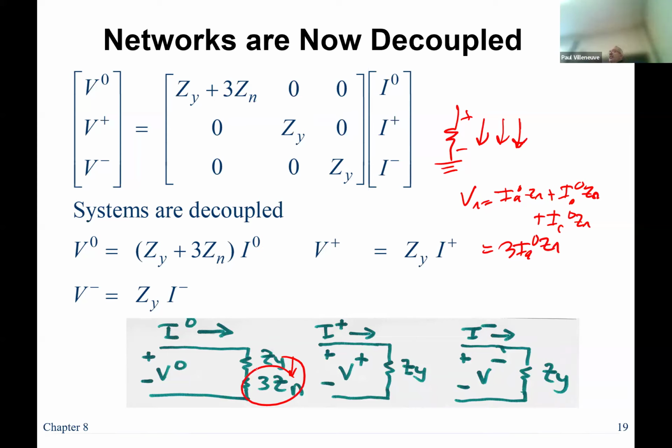I get 3 times the impedance. So this is a really important thing for us. The impedance that you pick for your neutral connection, you actually represent that by 3 times that impedance in your symmetrical components representation. It's not Zn, it's 3 times Zn. And then the other ones are just ZY and ZY, right? Because again, we don't care about the neutral. There's no current flow in there, so there is no Zn component associated with it.